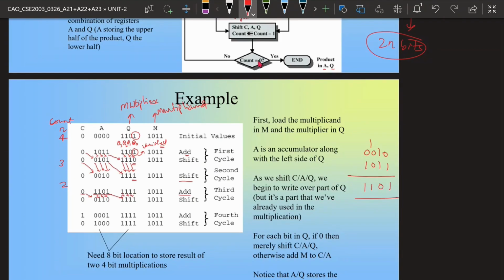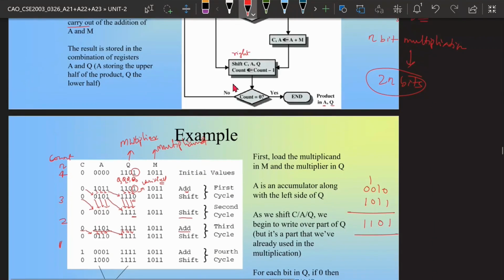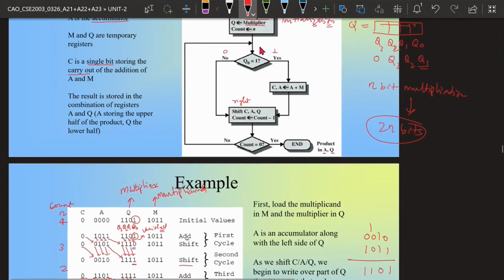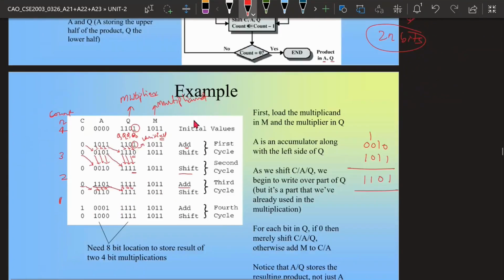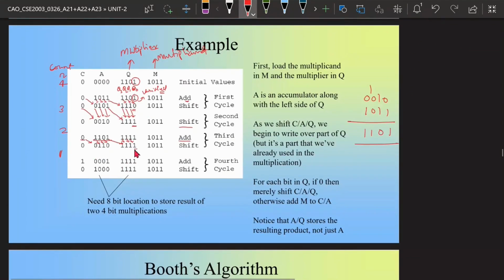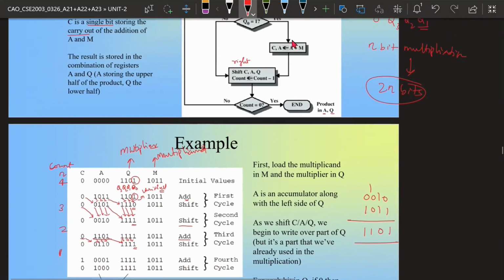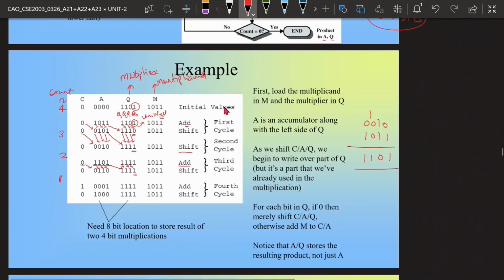After shifting, we should be reducing the count value. So now 2 minus 1 will be 1. So now the count value is 1. When the count value is 1 and it is not equal to 0, then again we will be moving to check for Q naught. We are going to loop. So we should be checking for Q naught. In this case, the Q naught is again 1. So when it is 1, we should be performing the add operation, then shifting, and then reducing the count.